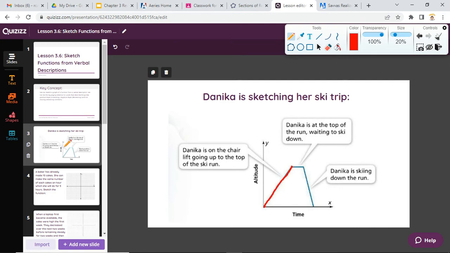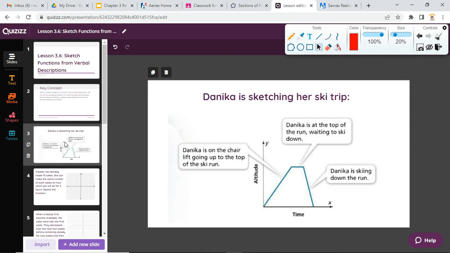Now, when she's at the top of the run, waiting to ski down, her altitude's not changing, right? So that's where we would be constant for a little bit. We'd remain flat. And lastly, when she's skiing down the run, that's going to be a very quick trip to the bottom, right? It's going to be a faster descent than when she ascended to the top on the ski lift. So it'd be a very steep decreasing function. All right, so that's our first little example right there.